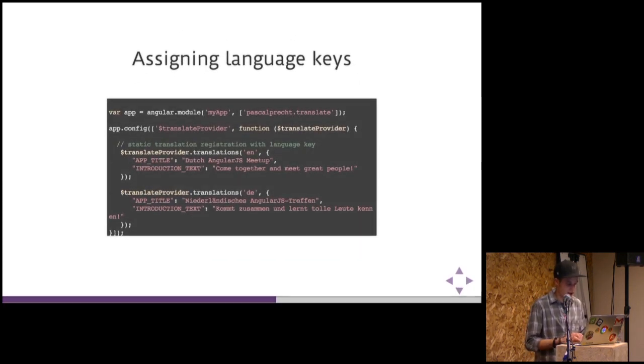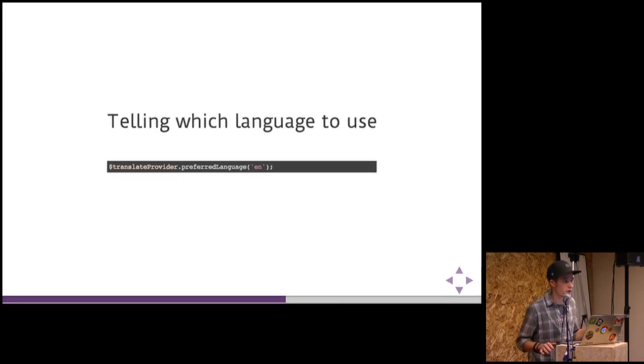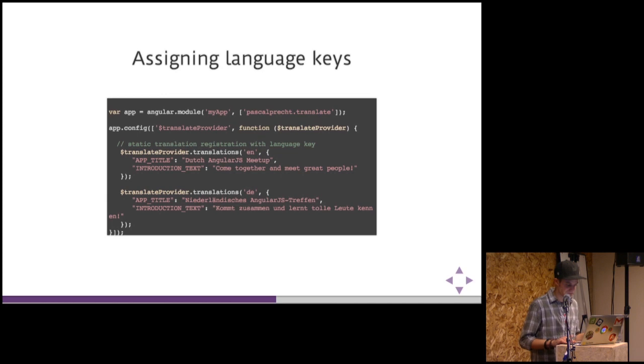And this is how it looks. Again, we have this translations method here, but now we pass in the language key as the first parameter, whereas the translation table is the second parameter. And we do the same for English and for the German language. So this is a translation table for the English language, and we have the same here for the German language. Now the app knows about two different translation tables.